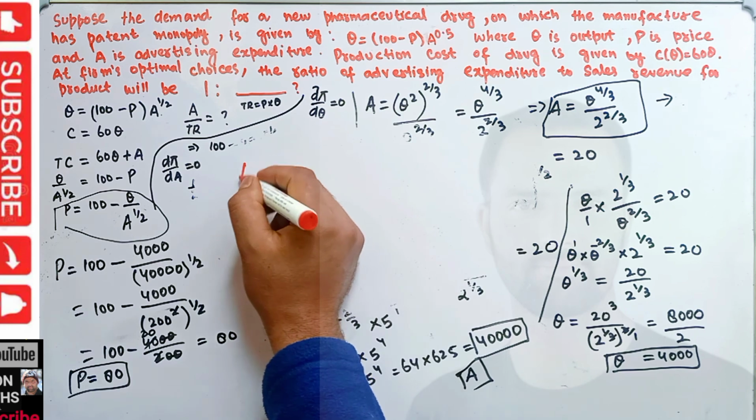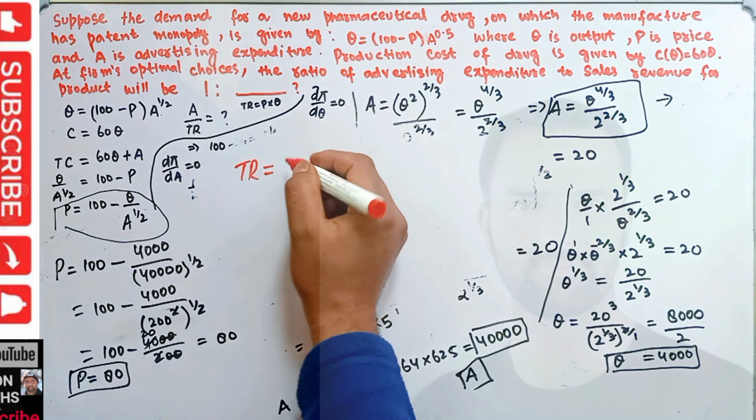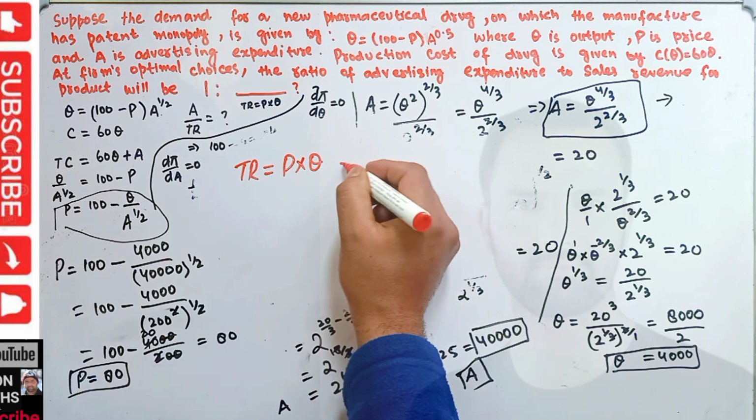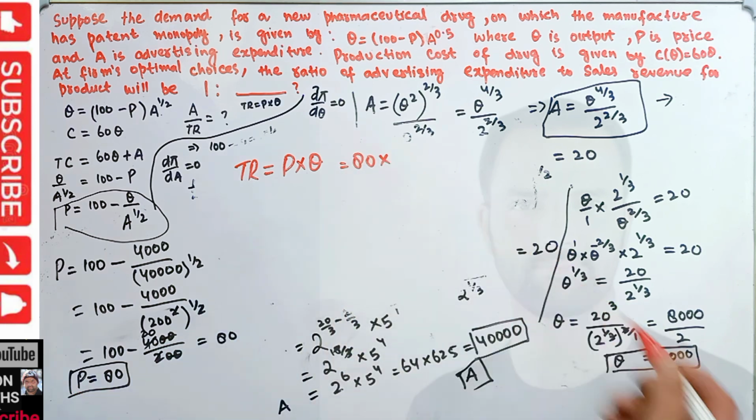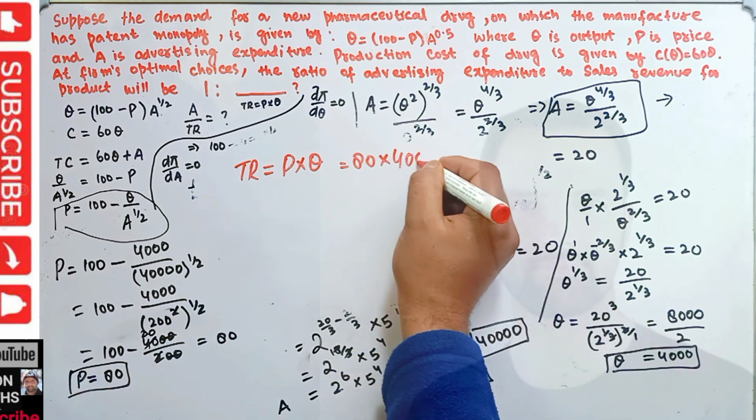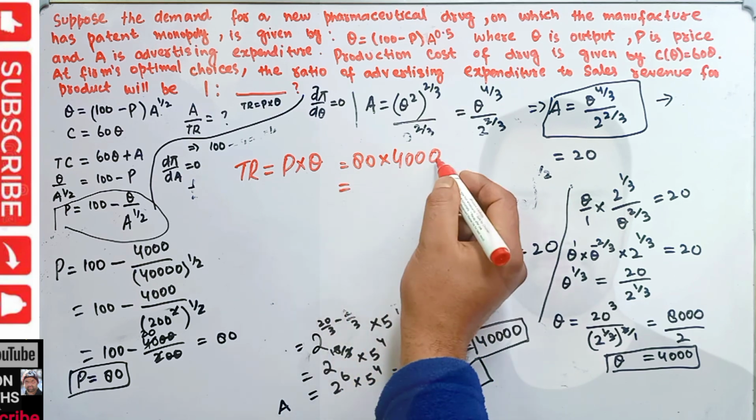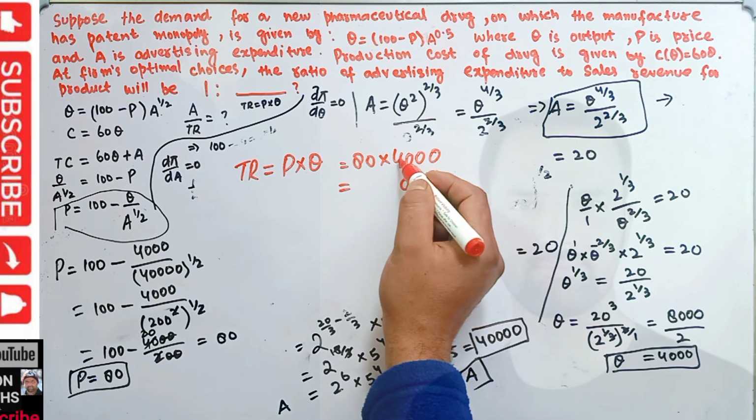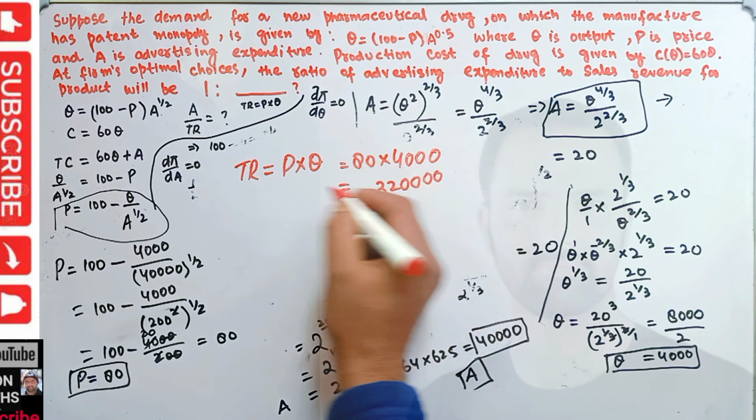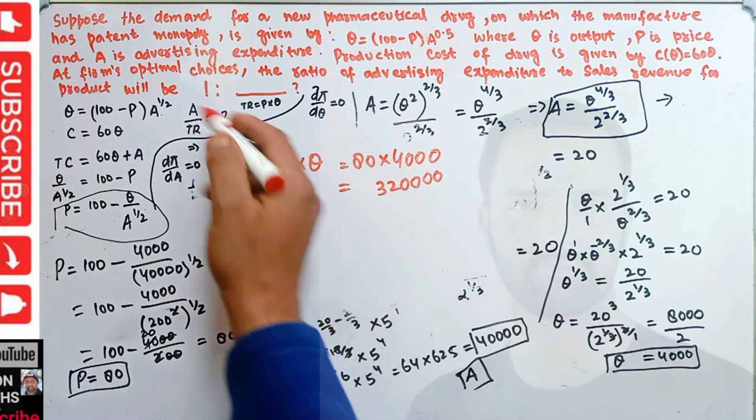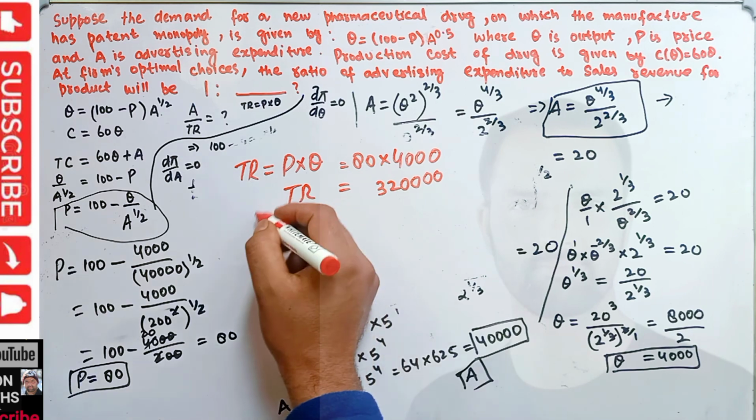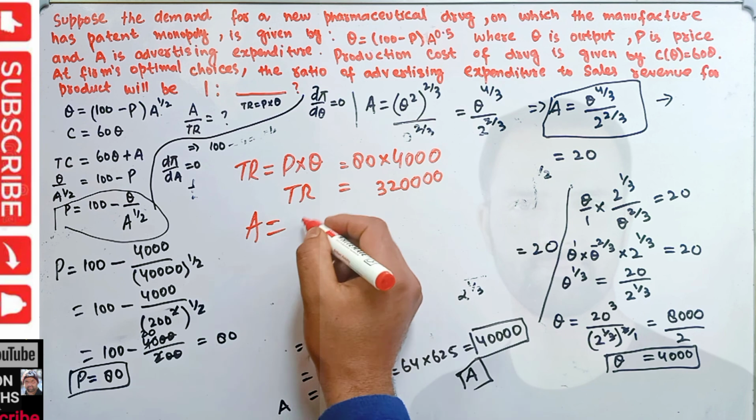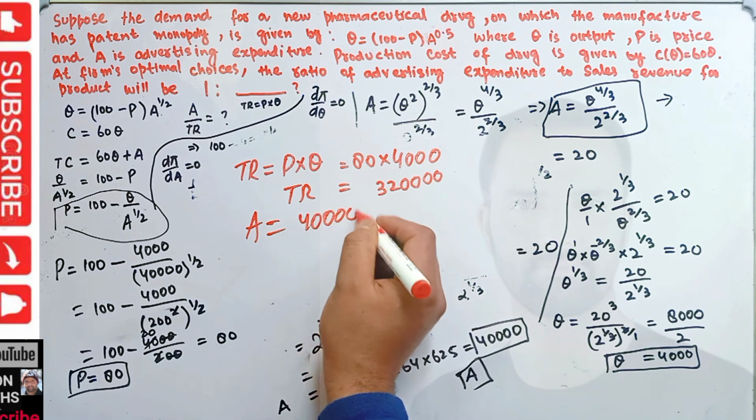So what is our total revenue? What we call sales revenue is price into Q. P is equal to 80. So we have 80 into Q, which is 4000. So we have 4 zeros. 8 4s are 32. So this is our total revenue, what you call the sales revenue here. Okay, what is our advertising cost? We got A is equal to 40,000.